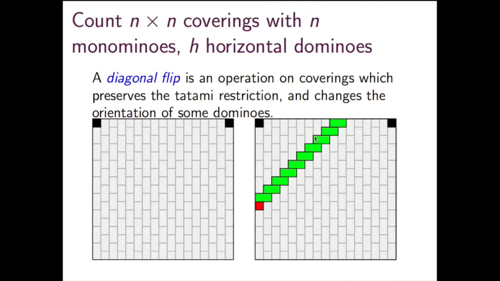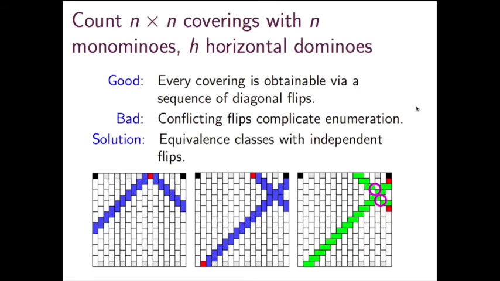And it turns out that every one of the coverings that we're interested in is obtainable via a sequence of these diagonal flips. Of course, the bad part is that some of those diagonal flips conflict, and the solution we found was to find a partition so that the flips that are allowed within each part, we can do independently. And then each part is easy to count, and we just have to add up the size of all the parts.